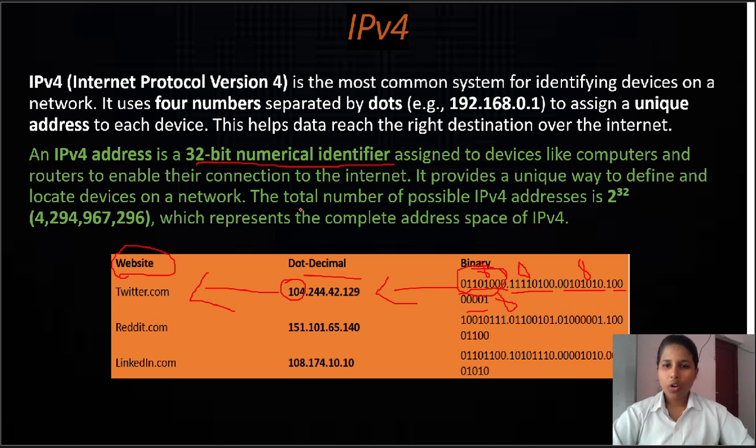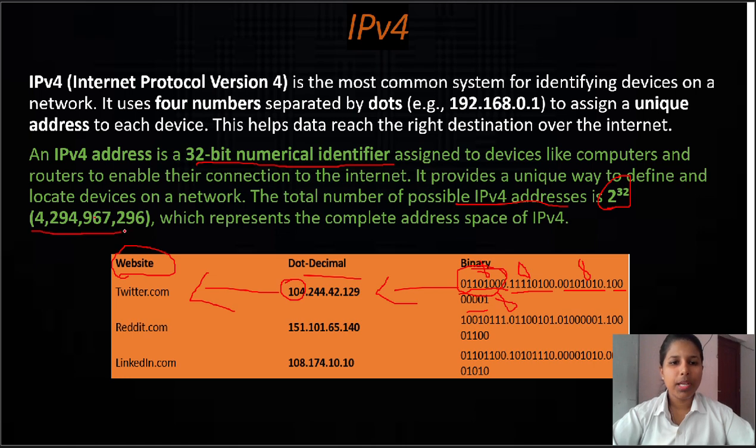In total, in IPv4, 2 raised to 32 values is the number of IP addresses we can form. So this is the number of IP addresses we can make from IPv4 by using 32 bits, which is more than a crore.